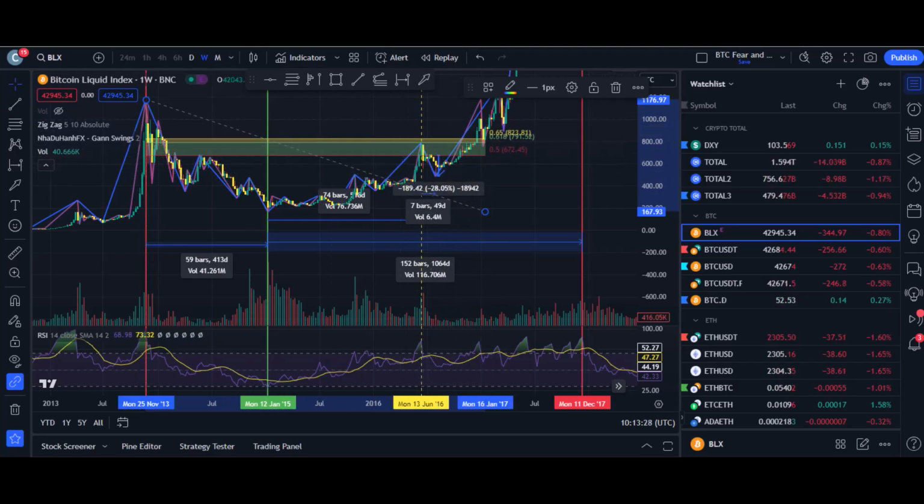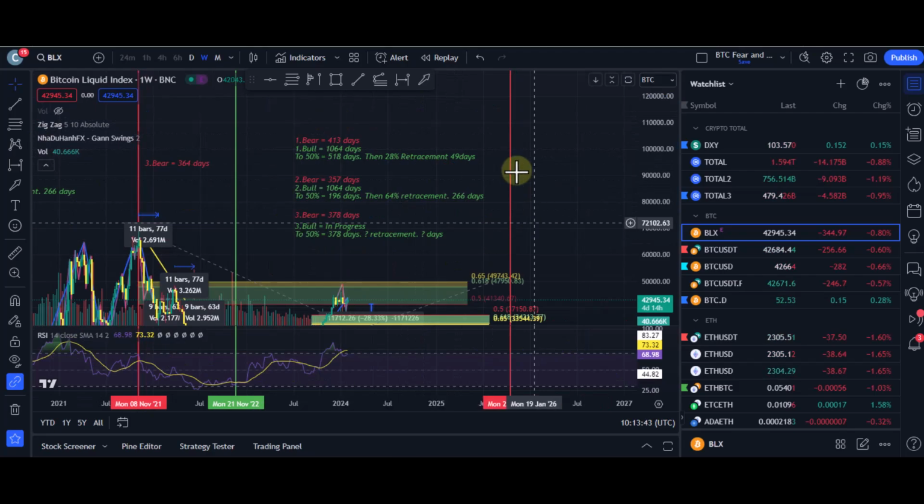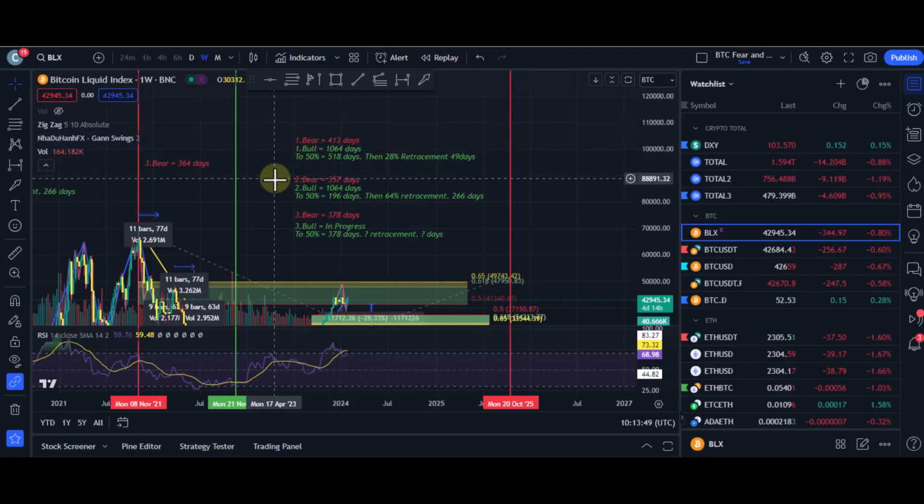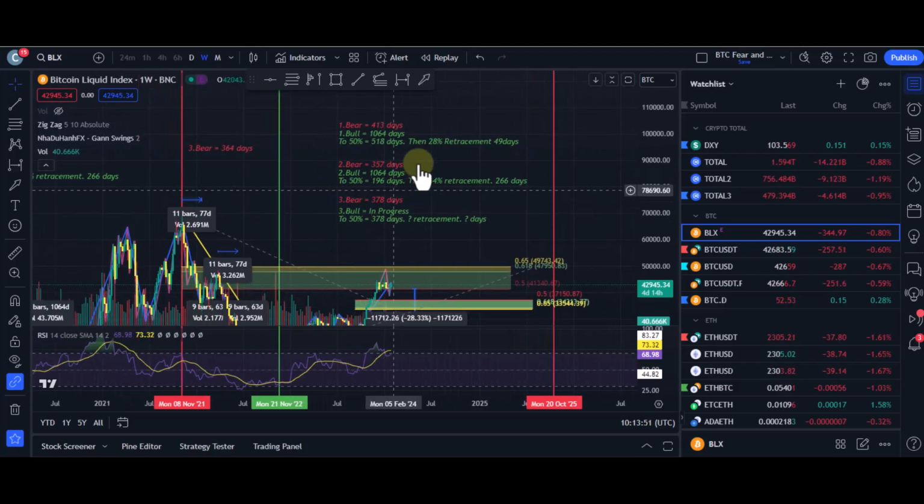So let's have a look at that. Here it is. I'm just measuring these three periods in Bitcoin's market. You can see the bear lasted 413 days, the bull 1,064 days, roughly 3 years. You can even see in the second bull market here, this main bull market, I'm only charting 3 of them, is also 1,064 days.